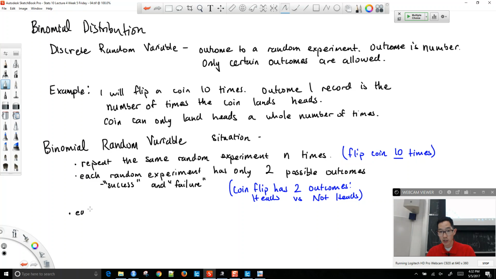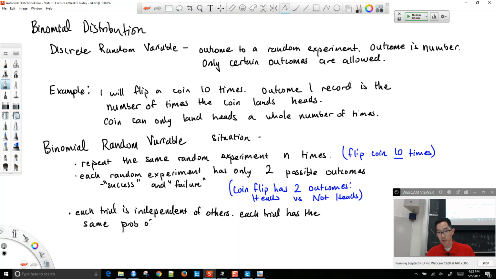Each trial is independent of the others, meaning each trial has the same probability of success. Each trial has the same probability of success. So when we're talking about the coin flip, each flip has probability of heads equal to 0.5. Every time you flip the coin, it has a probability of landing heads of 0.5, and every flip is independent of the other flips.